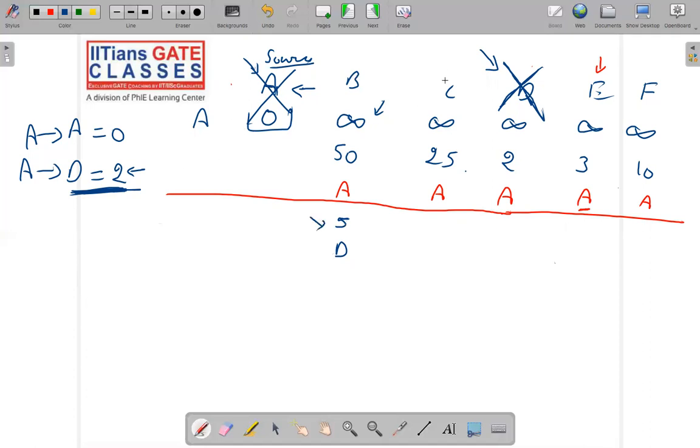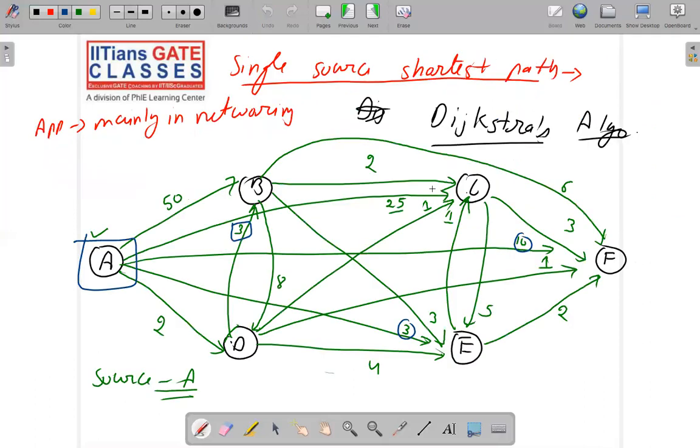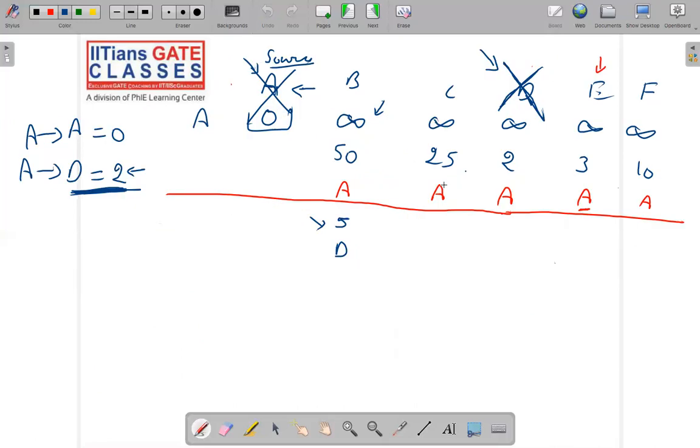Can we find a better path for A to C? Let's see. D to C is 1, and A to D we already know is 2. So we can write down 3 here, and D here. We'll go step by step. And this we already eliminated.